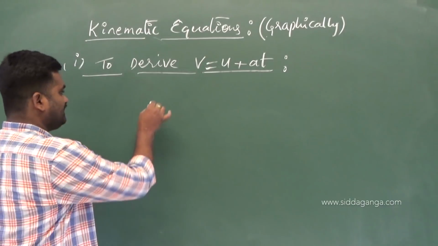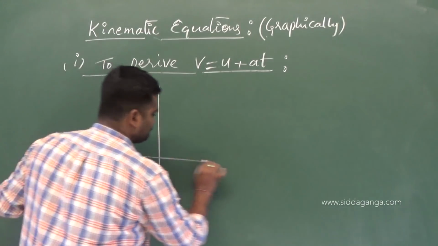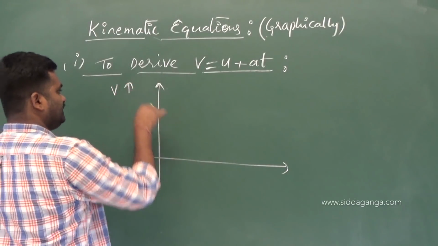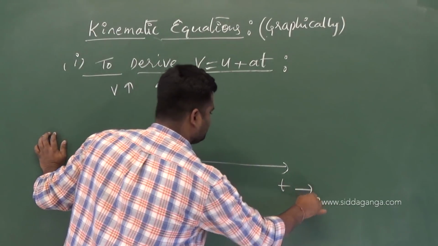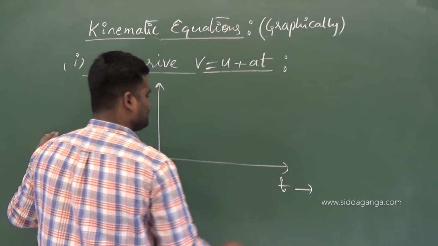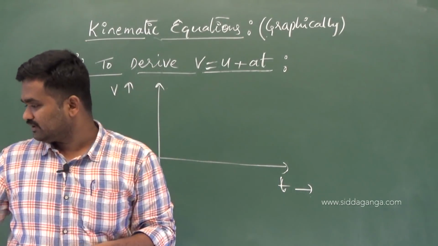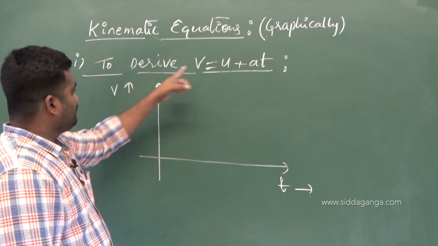Now I am going to plot a graph for its particular motion. I will write velocity time graph. This is velocity and this is time. Vt graph I have taken for such type of motion. What is that? Vt graph for a body which is moving with uniform acceleration.